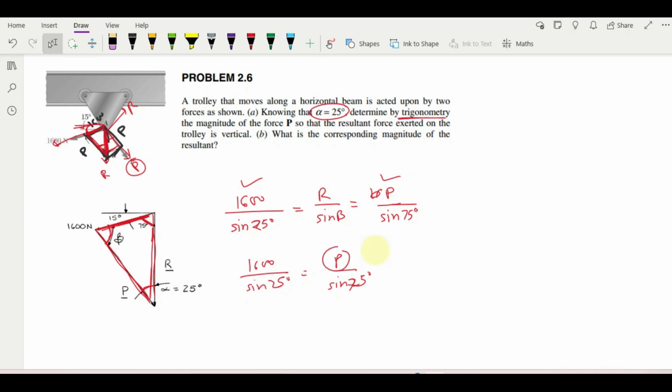So we will find the force P equals 3660 Newton. And now we don't know the value of beta, but we know this is 25 degrees, so 25 plus 75 plus beta adds up to 180 degrees. So beta will be 80 degree. Now take this term and you will find the value of R is 3730 Newton.